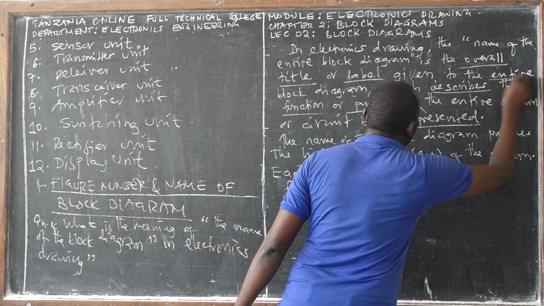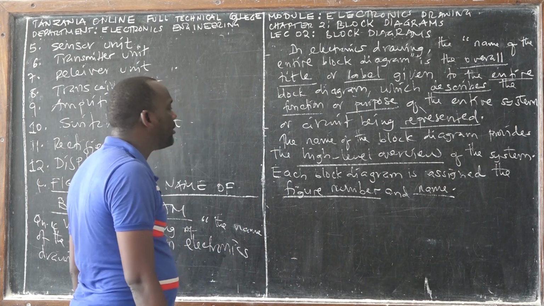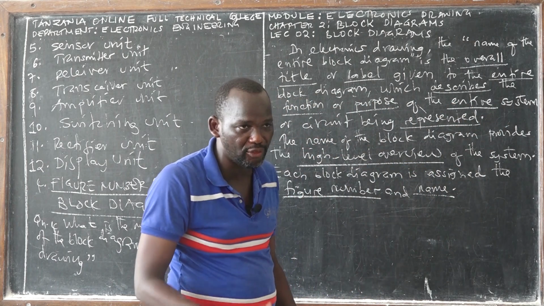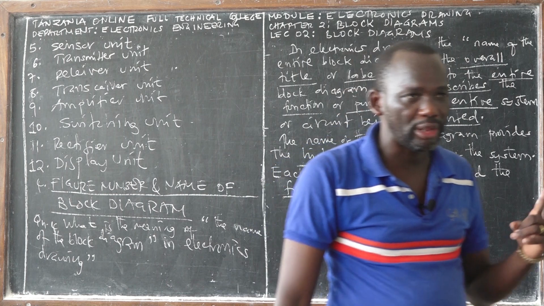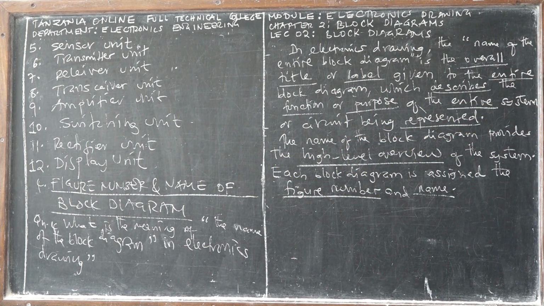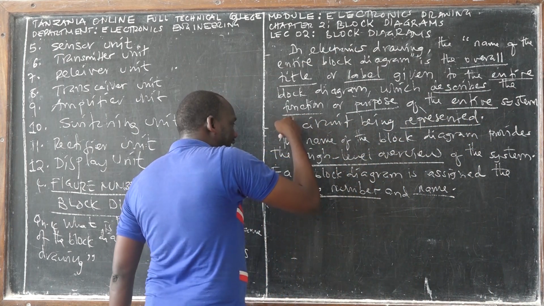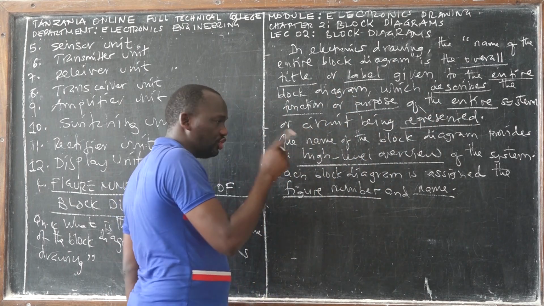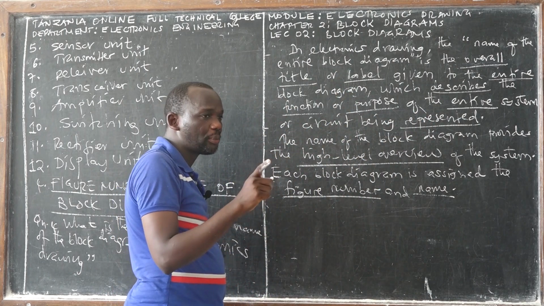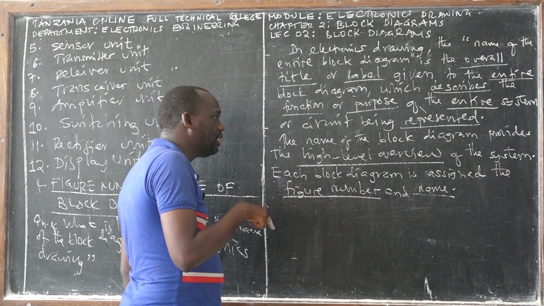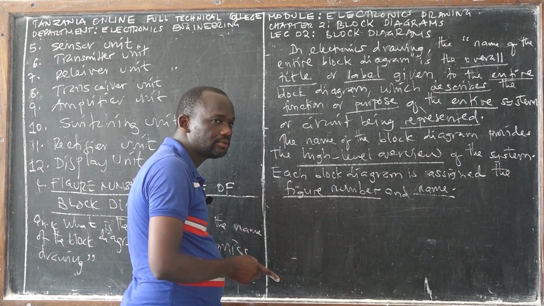So actually, this is the name given to the entire block diagram, which describes the function or purpose of the entire system. In most cases, the name itself gives you some information. So the name of the block diagram gives you some information about the entire block diagram. What does that block diagram represent? That is, it describes the function or purpose of the entire system. I said stop writing. It describes the function or purpose of the circuit being represented.